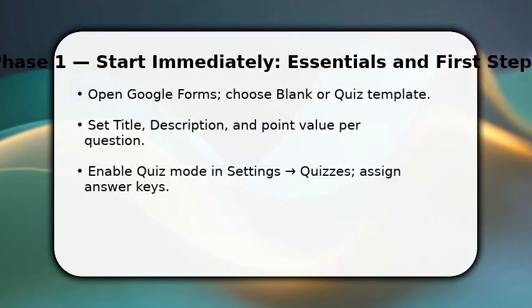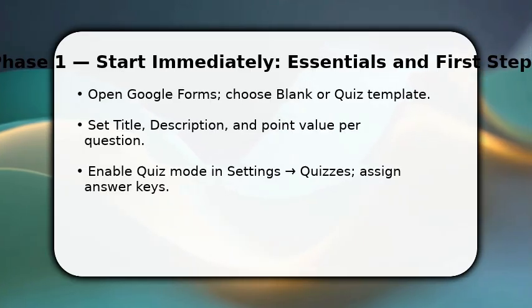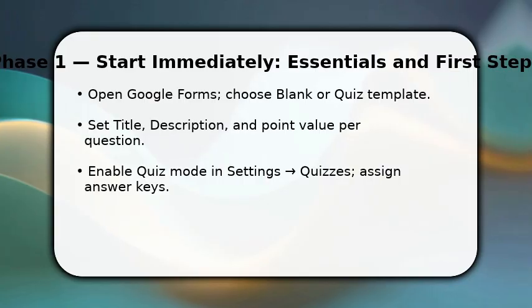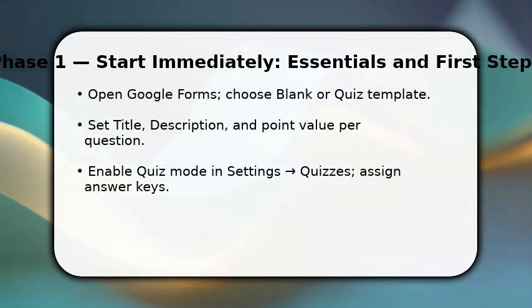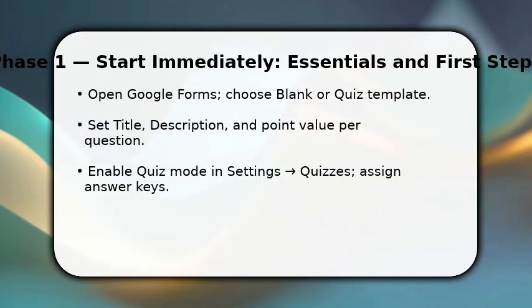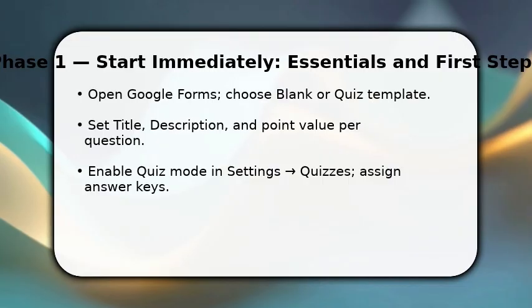You start by creating the form and locking in core settings. Open Google Forms and pick blank or the quiz template. This gives you the quiz controls you need. Name the test, add a short description, and decide point values for questions so grading is automatic.